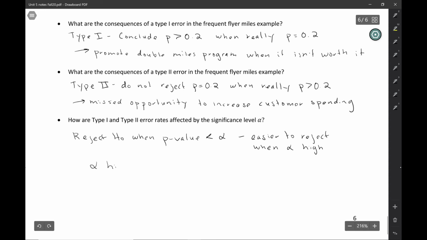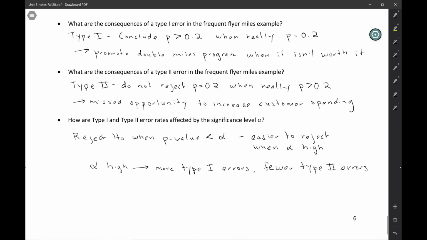So if your alpha level is high, you're going to be rejecting the null more often. So this also means if you're rejecting more often that you're making more type 1 errors, right? Because type 1 errors happen when you're rejecting the null and it's actually true. So if you make it easier to reject the null, you're going to end up with more type 1 errors. But the trade-off is, if you're rejecting more often, that you're going to have fewer type 2 errors. Right? Type 2 errors occur when you don't have enough evidence. If you sort of change your standard so that you don't require as much evidence to draw a conclusion, you're not going to have as many type 2 errors.